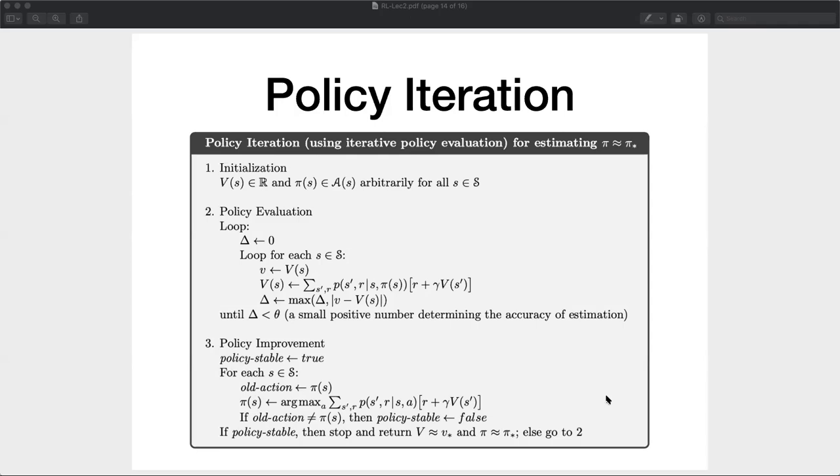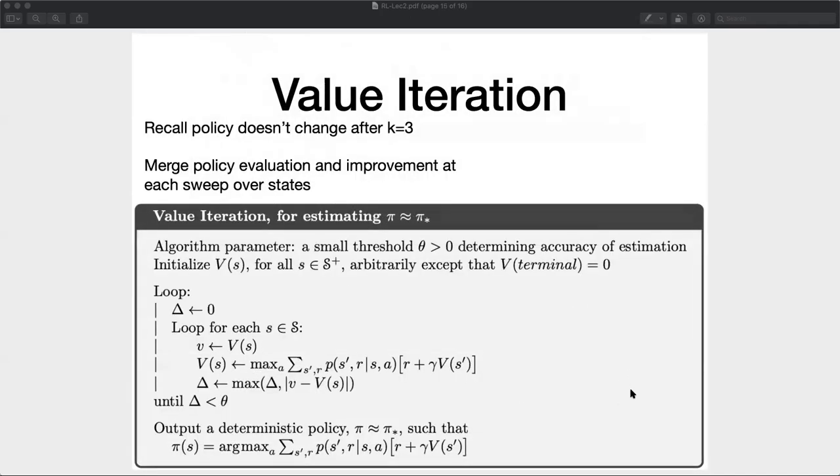Okay, any questions so far? Okay, we have about 10, 15 minutes left, so I should hurry up a bit. All right.